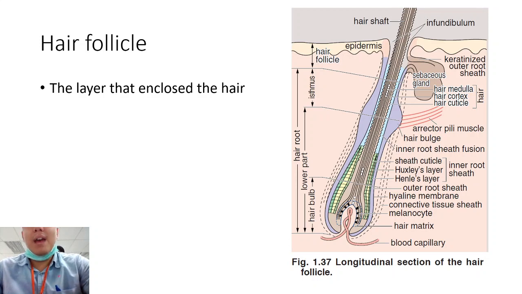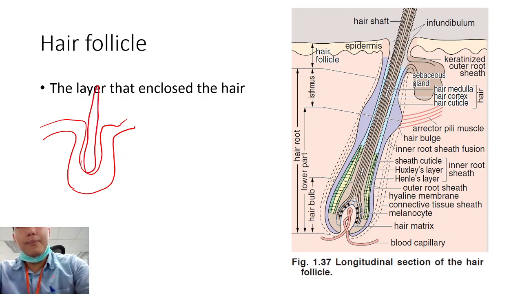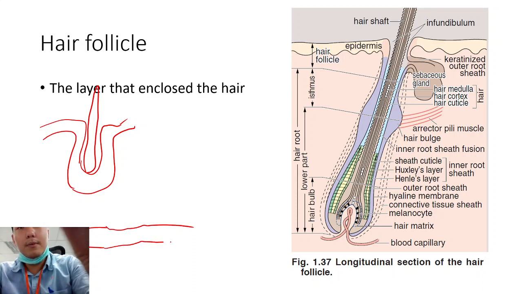We will start with the hair follicle. The hair follicle is like the layers that enclose the hair. It's just like our epidermis. Actually, if you pull the hair up to the surface, at first it's like this, and there is a hair. And if you pull up, it will be just like the surface of the hair.